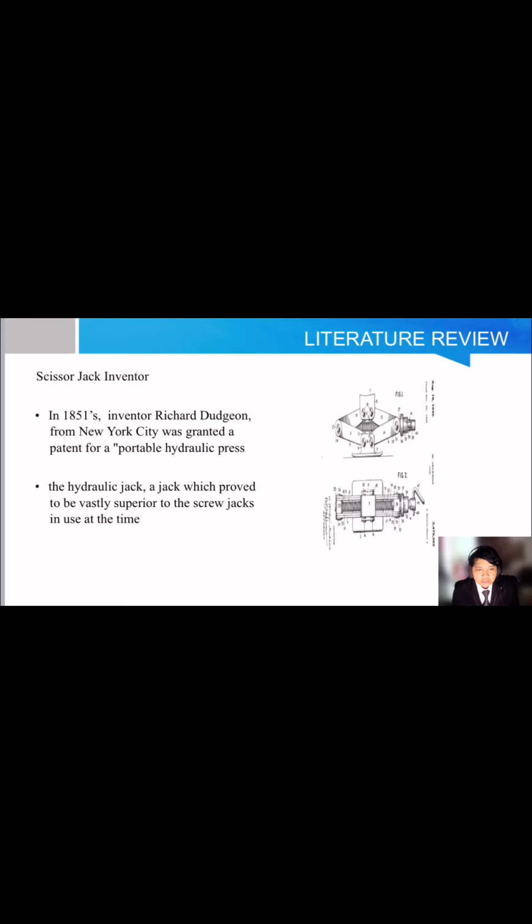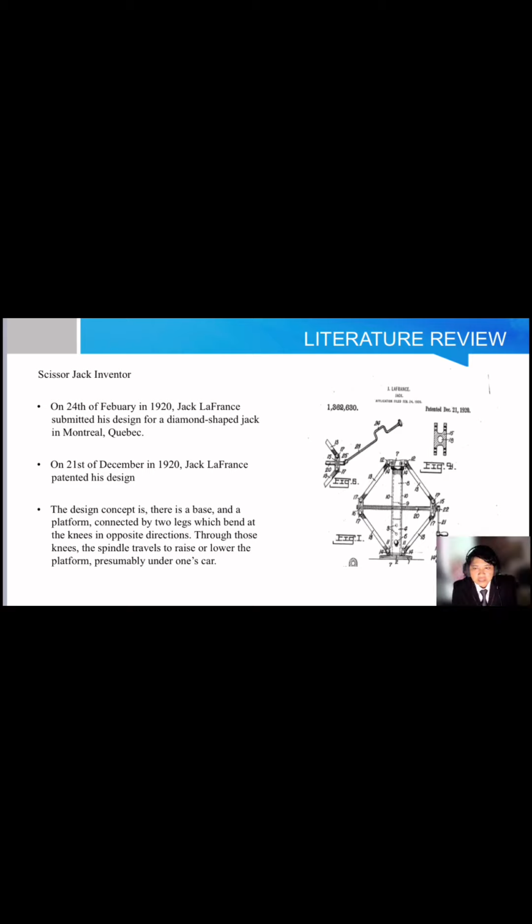Jack inventor. First, in 1851, inventor Richard Dudgeon from New York City was granted a patent for a portable hydraulic press. Then the hydraulic jack proved to be vastly superior to the screw jacks in use at the time. Next, the second literature review: on 24th February 1920, Jack LaFrance submitted his design for a diamond-shaped jack in Montreal, Quebec.